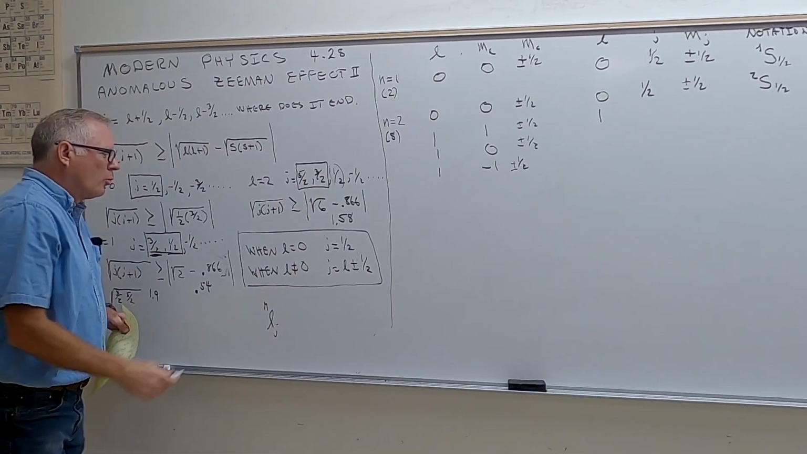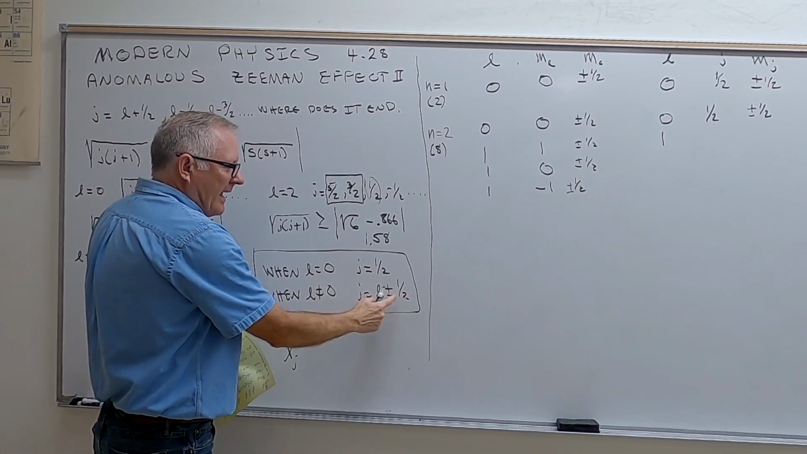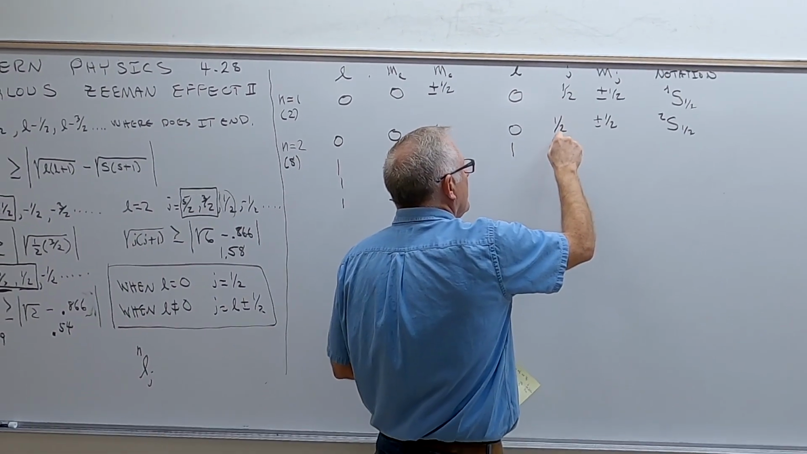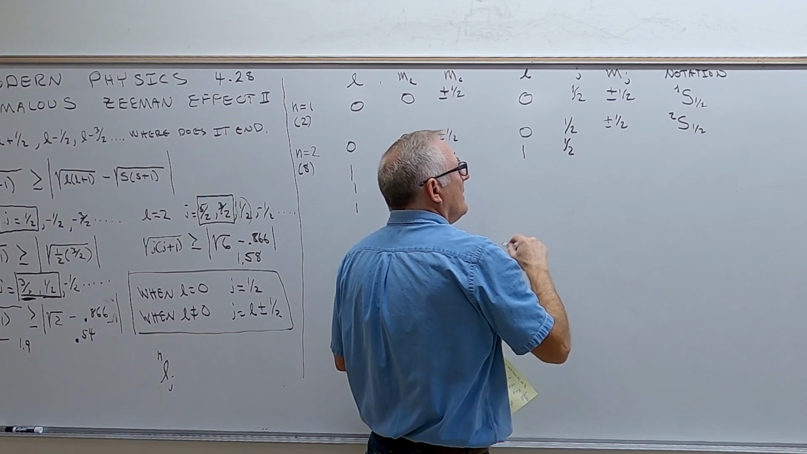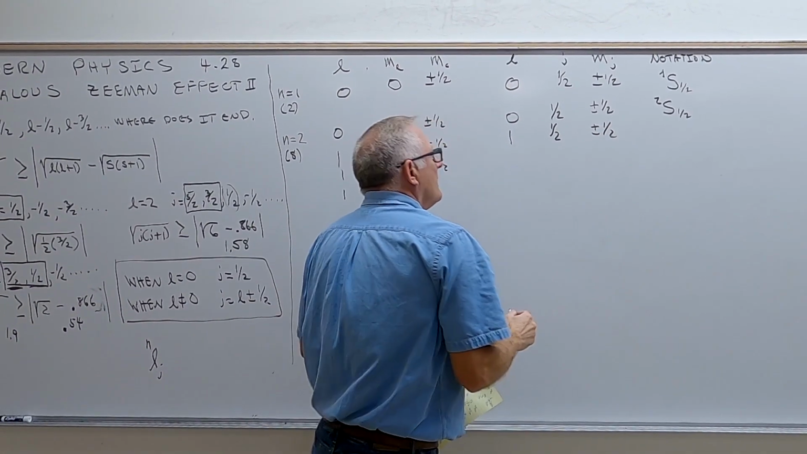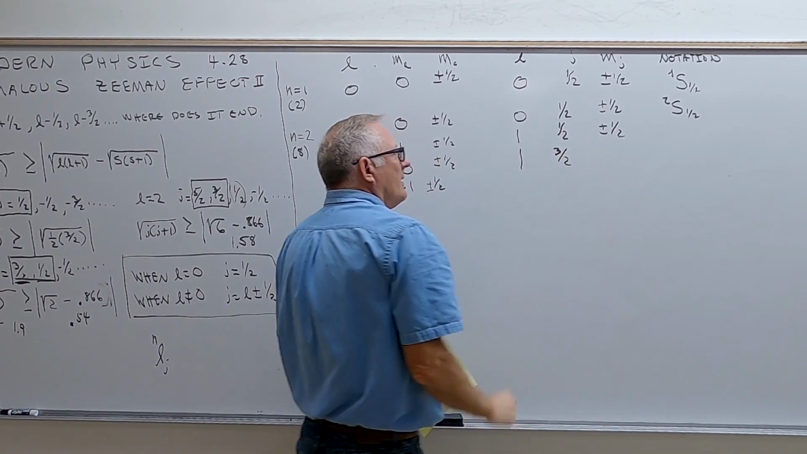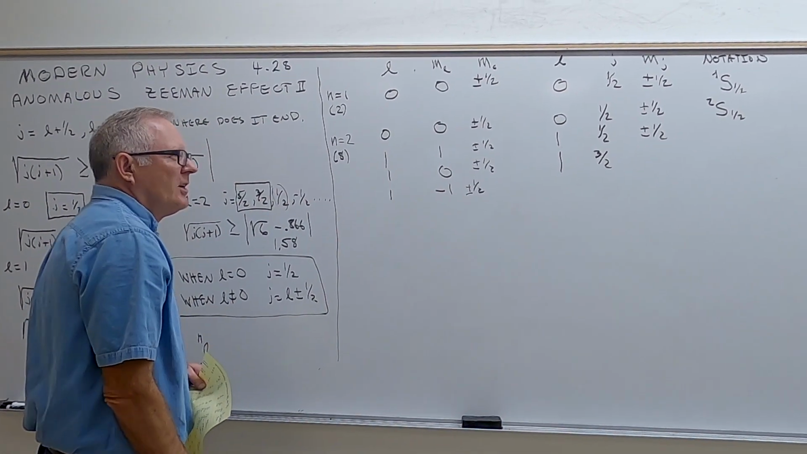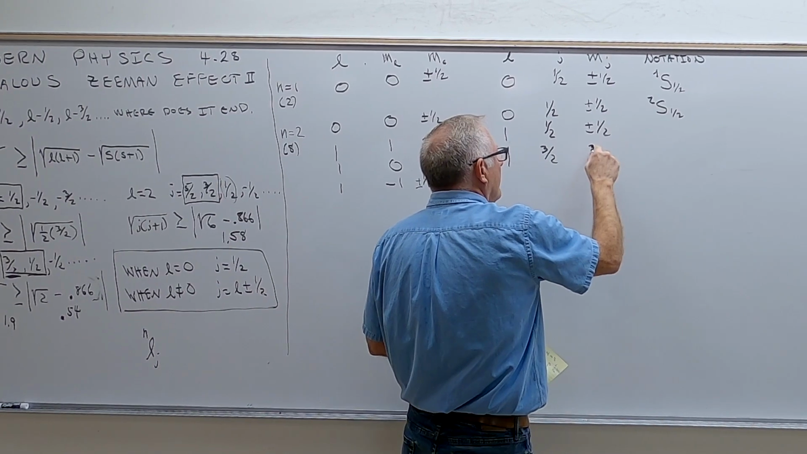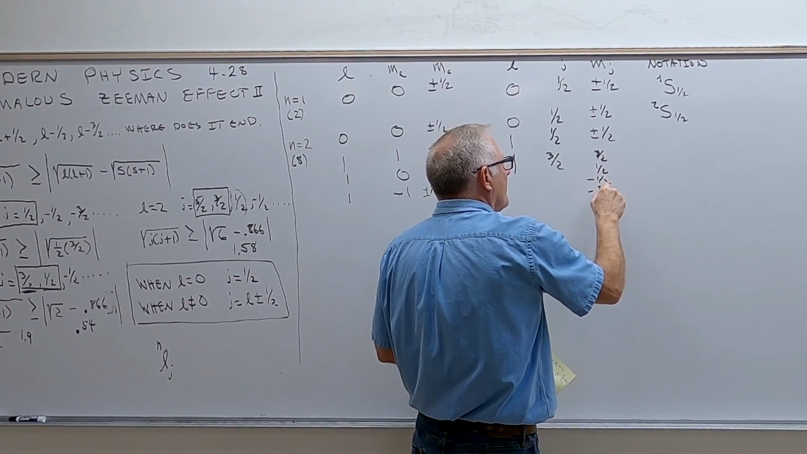Well, when L is 1, J can be either 3/2 or 1/2. So I'll pick the 1/2 first. J can be 1/2, so this can be plus or minus 1/2. Or it could be 3/2. And M sub J now can be 4 things: 3/2, 1/2, minus 1/2, minus 3/2.